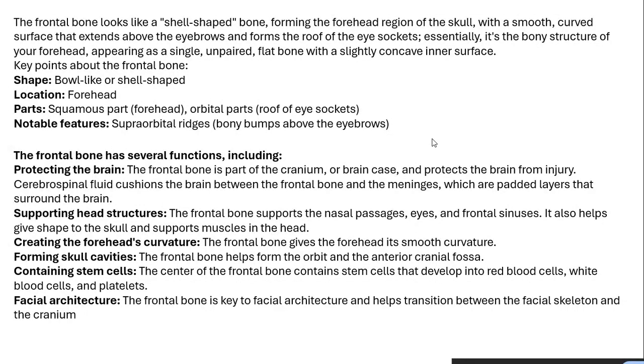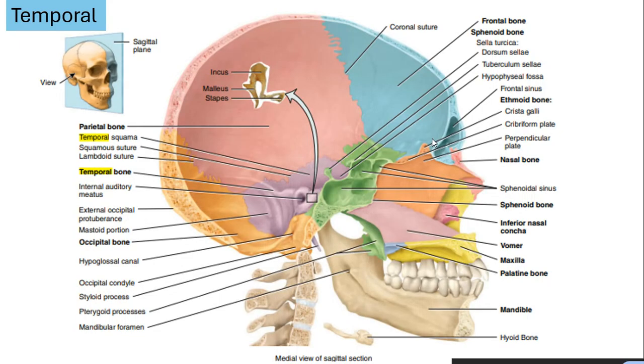Facial architecture. The frontal bone is key to facial architecture and helps transition between the facial skeleton and the cranium.